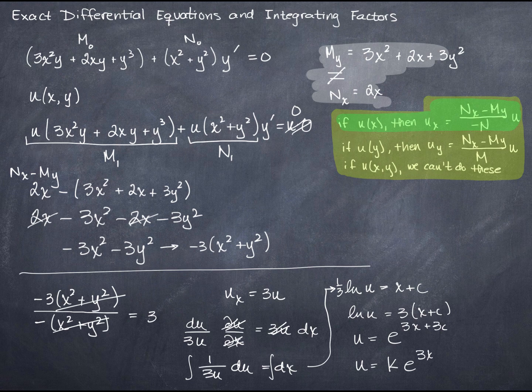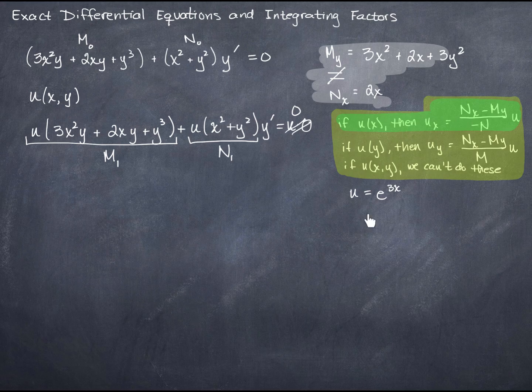I also want to make the observation that any one of these solutions will work, right? We have an infinite number of them. K can be any real value. And so I'm just going to choose the one that's most convenient for me, and that is when k is 1. So I'm going to be using u equals e to the 3x as my integrating factor. That's what's going to go in here. So I'll do that next.